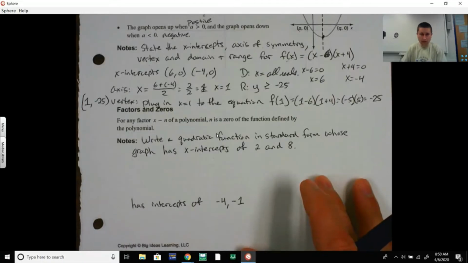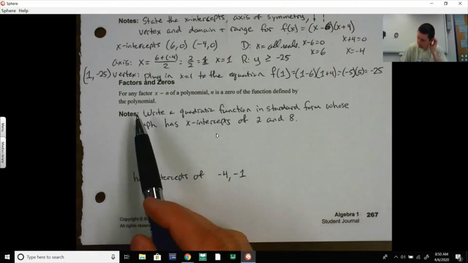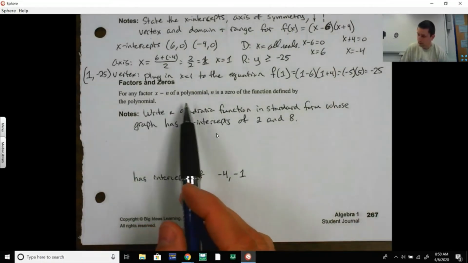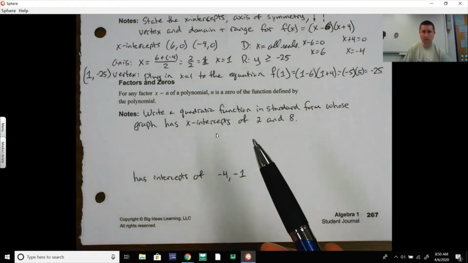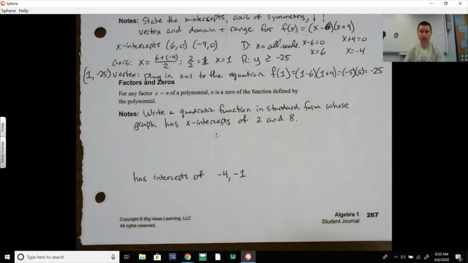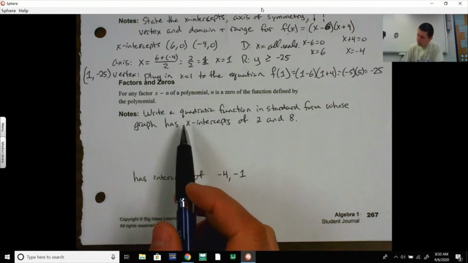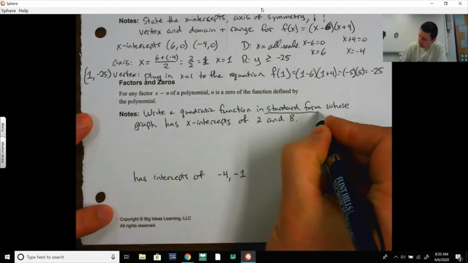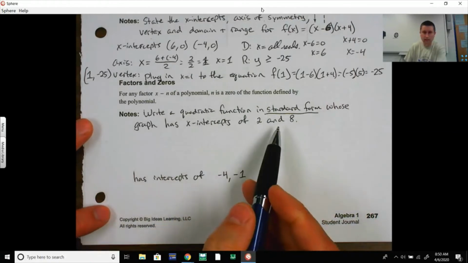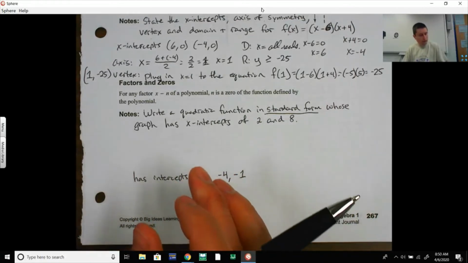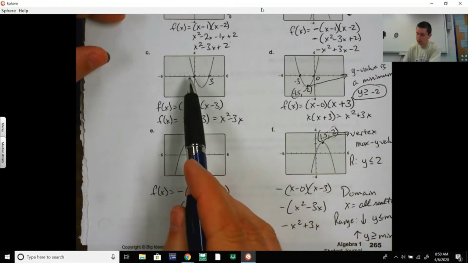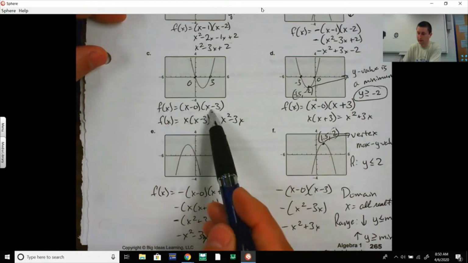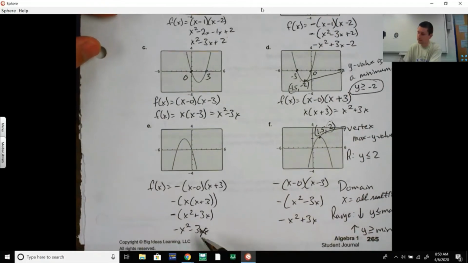Okay, you're going to have a couple questions at the end like this. For any factor x minus n of a polynomial, n is a 0 of the function defined by the polynomial. So this is what we talked about last chapter, where roots, x-intercepts, zeros, solutions, all of those are basically the same thing. So the question is, write a quadratic function in standard form whose graph has x-intercepts of 2 and 8. So when they ask you this question, you are essentially doing what we did here. They're giving you the 2 x values. You just have to write it in intercept form and then multiply it out. We've already worked this out.